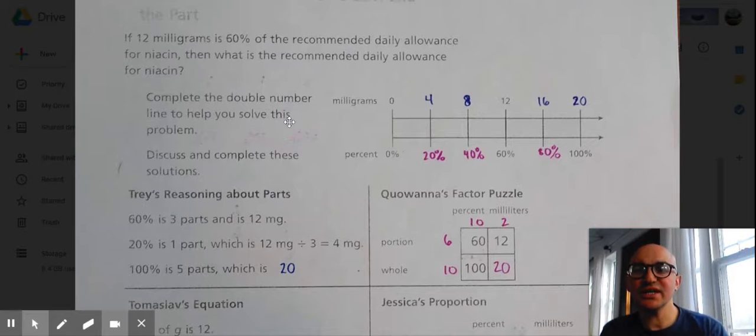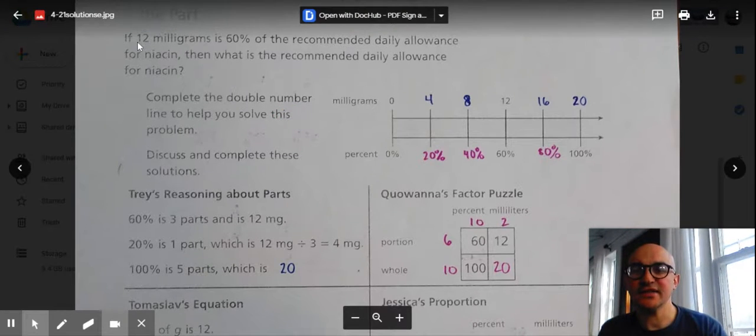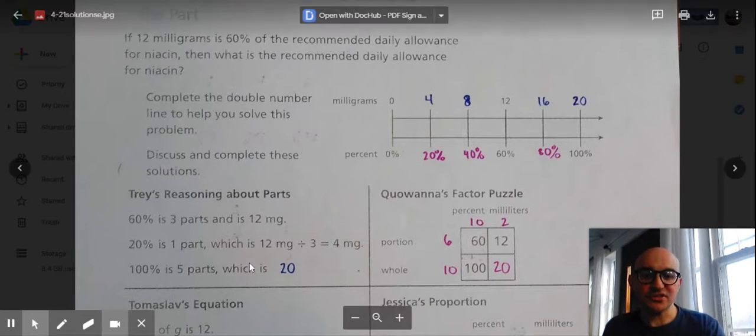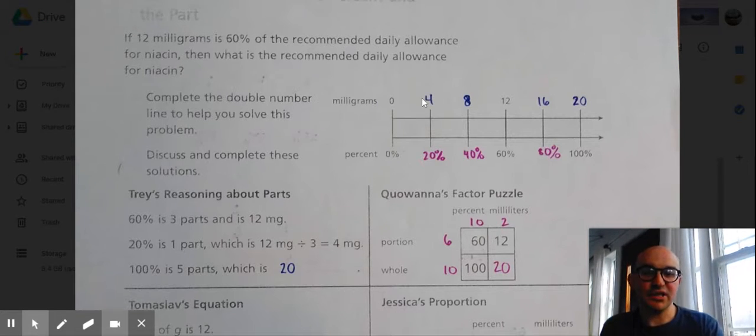So the very first thing we need to do on this page, it tells us that 12 milligrams is 60% of the recommended daily allowance for niacin. Our job is to find out what the total recommended daily allowance for niacin is, and then we're going to use this double number line to solve these problems below. Okay, so the first thing we need to do is complete the double number line.